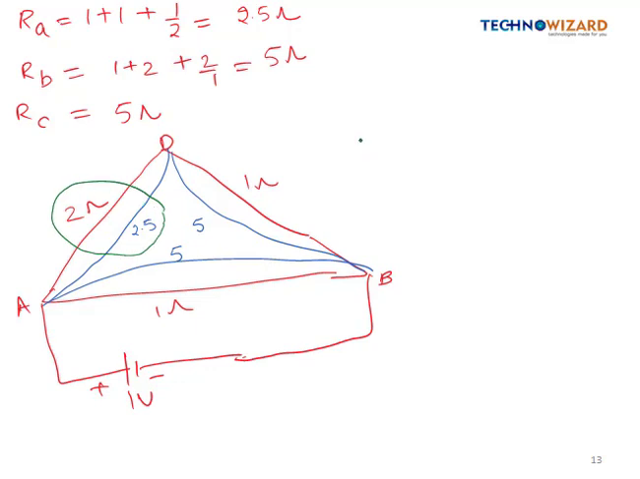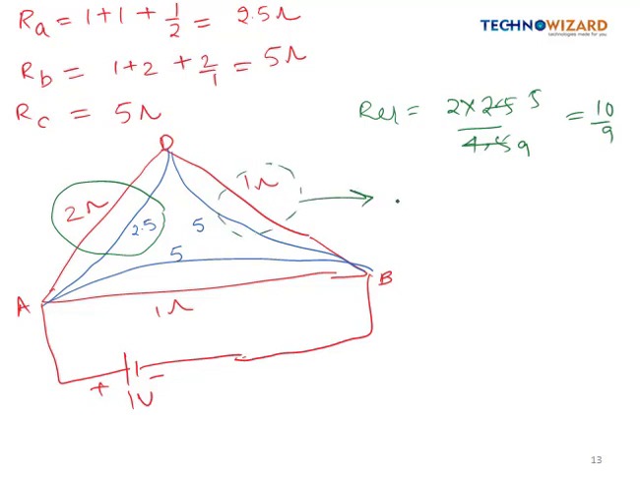So now these two are in parallel, so R equivalent will be equal to 2 into 2.5 divided by their sum, that is 4.5. So it will be 5 by 9, so this will be 10 by 9. Similarly these two are also in parallel, so it can be reduced to 1 into 5 by 6, so it will be 5 by 6. Similarly these two are in parallel, so it can be reduced to 5 by 6, right?